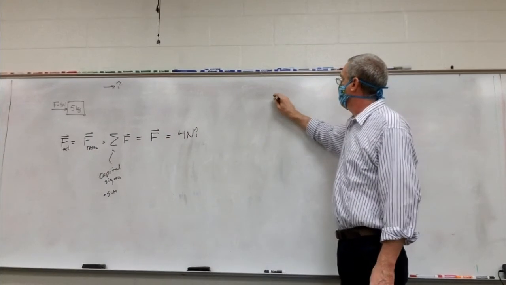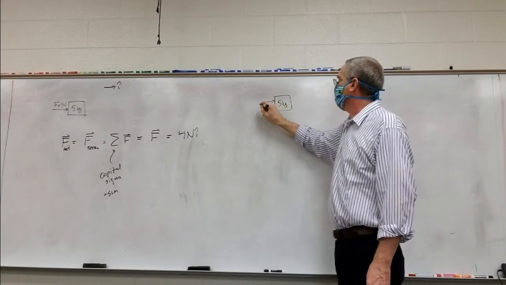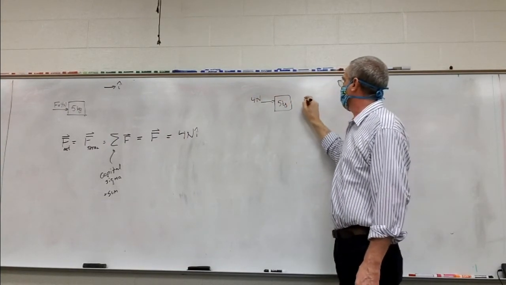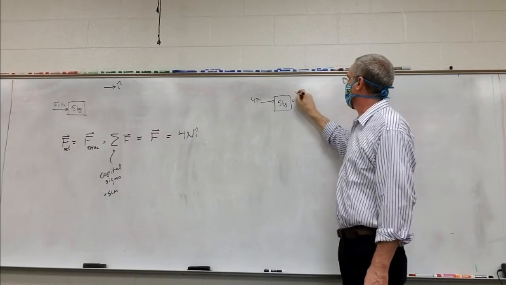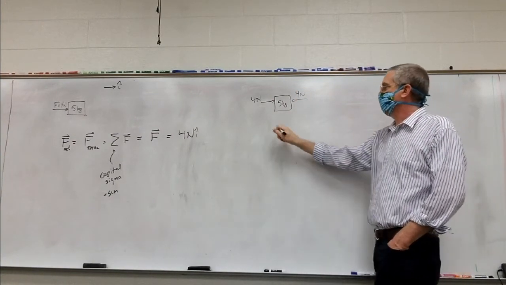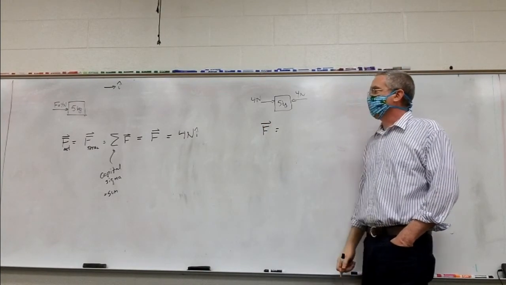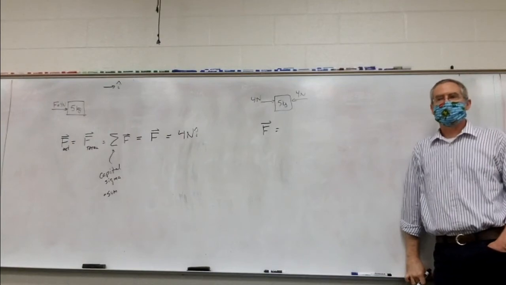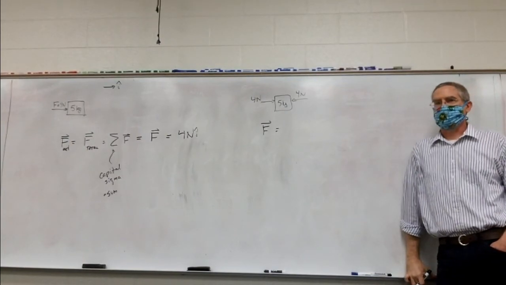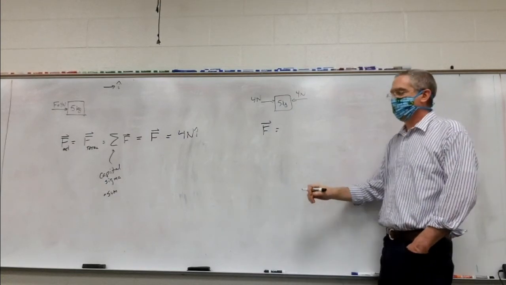Now, I have my 5 kilogram mass here, and I have 4 newtons acting to the right, and I have 4 newtons acting to the left. You can keep the same convention if you want. What is the total force now? 0. Give me the whole thing.